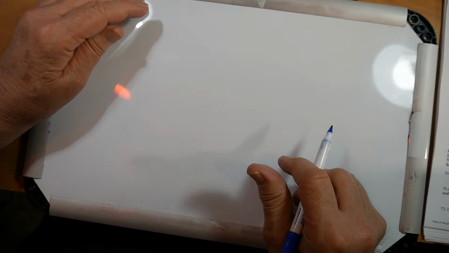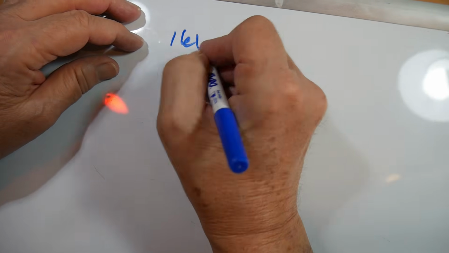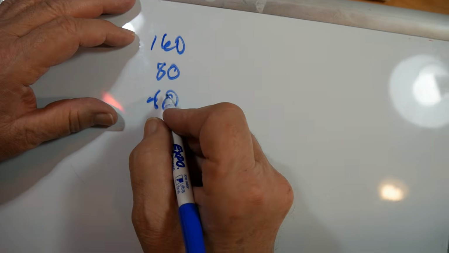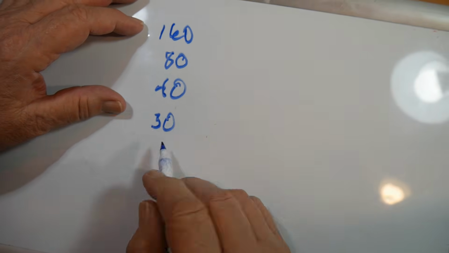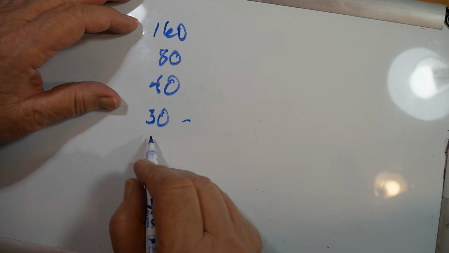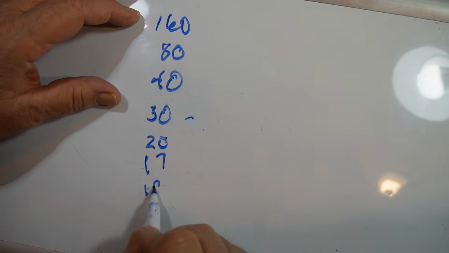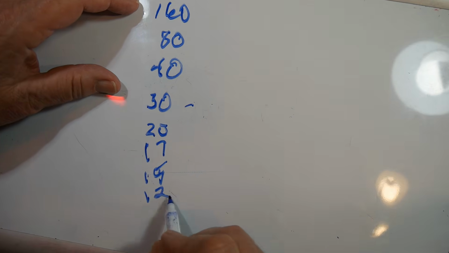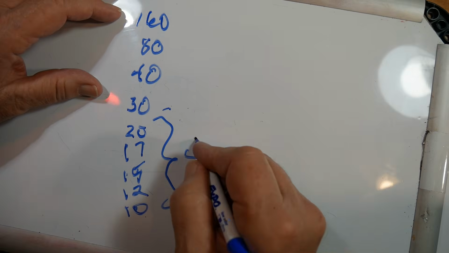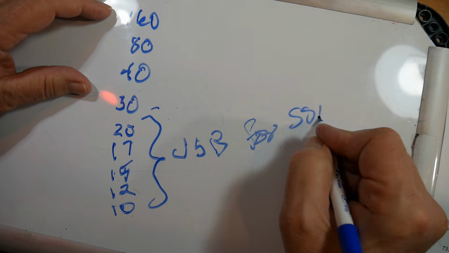It was a mess. Okay, so we've got these bands, 160, 80, 40. We're going to jump from here to 30. 30 has no voice on it. This is actually a 10 megahertz band. Okay, then we've got 20, 17, and 15, and 12 and 10. So these are upper sideband for SSB.